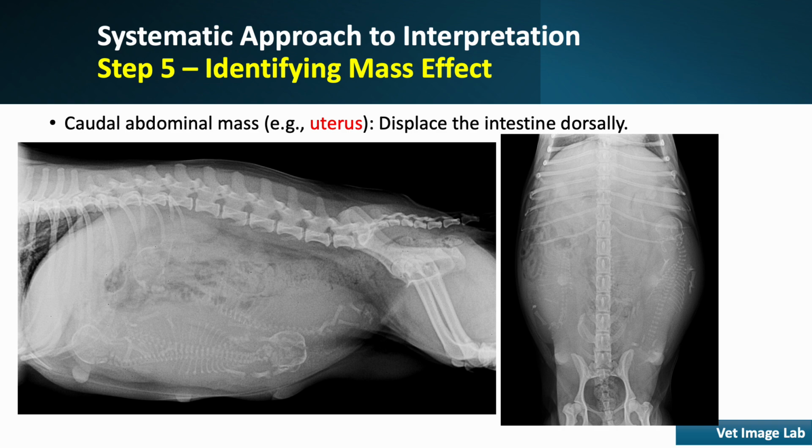Here's an example of mass effect caused by uterine enlargement in the caudal abdomen. These radiographs show a markedly enlarged uterus, which is pushing the intestines dorsally. This type of displacement is a key indicator of an abnormal uterine condition, such as pregnancy or pyometra. When assessing a caudal abdominal mass effect, consider the patient's history. In an intact female, an enlarged uterus should always raise suspicion for such conditions.